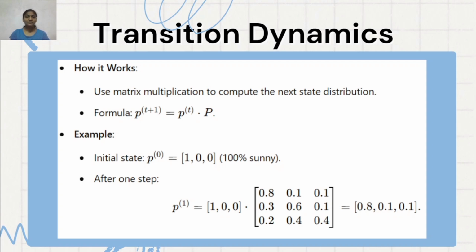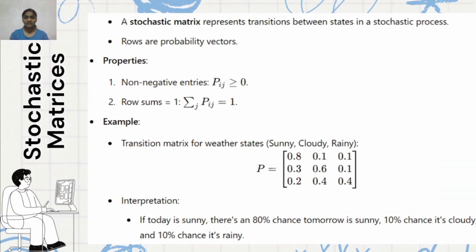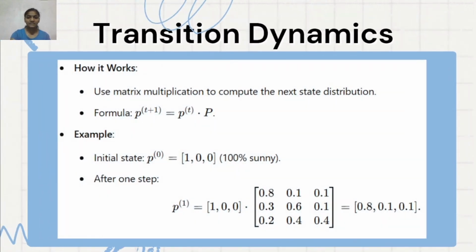After one step, P of 1 is equal to 1, 0, 0 dot P. Here this is the matrix which we have seen in the previous slide. Here, this same matrix, the P value, we have put in this one. So when we do the matrix multiplication, for P of 1, we get 0.8, 0.1 and 0.1.